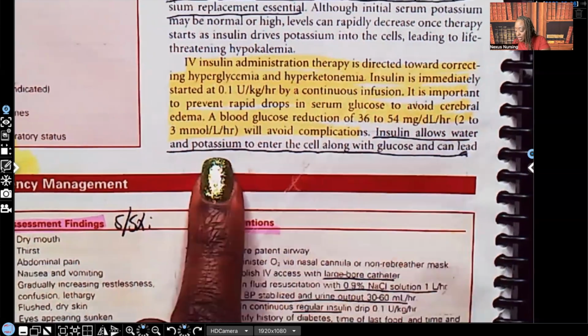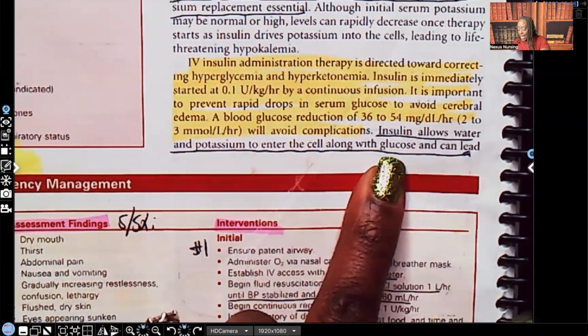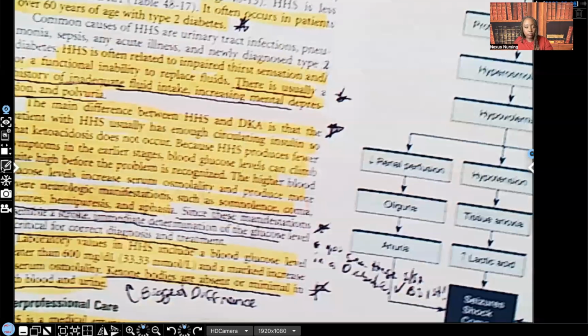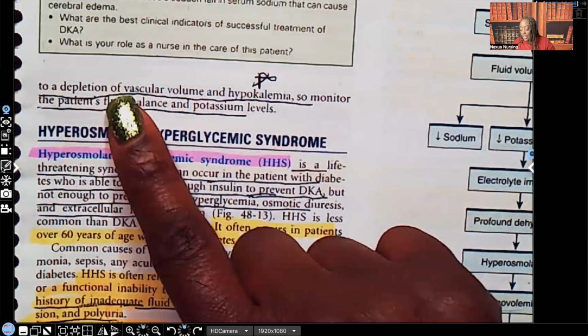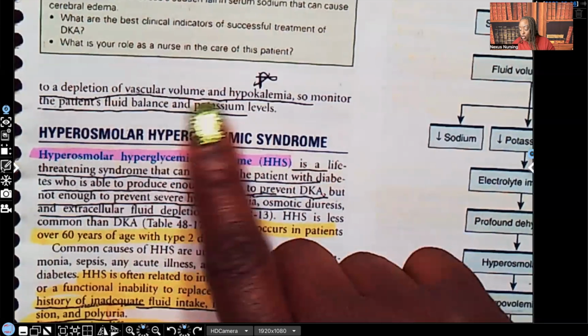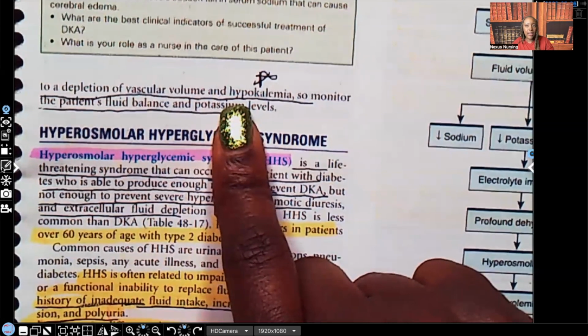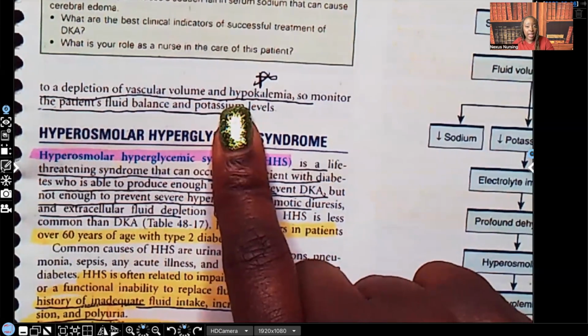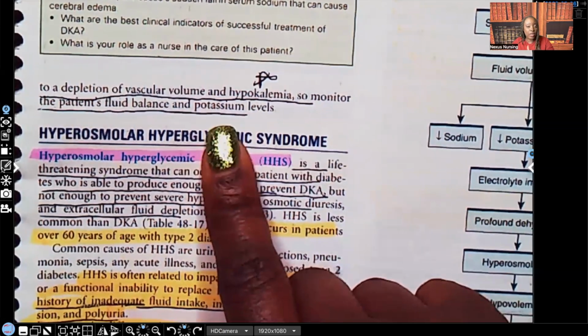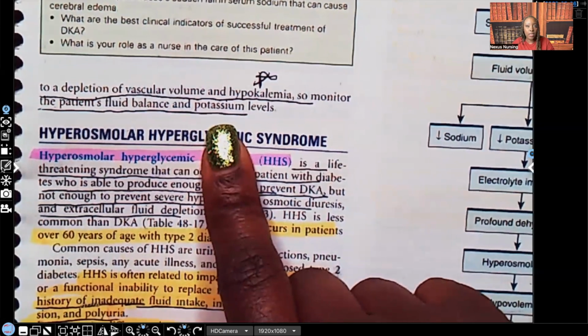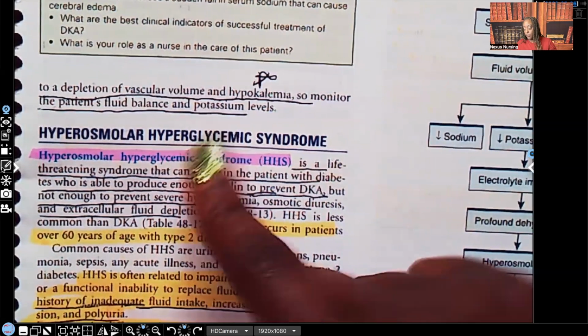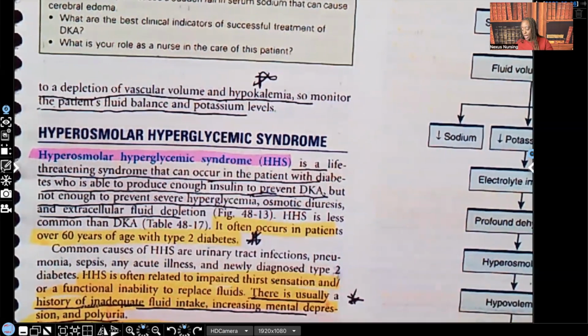Insulin allows water and potassium to enter the cell along with glucose and can lead to a depletion of vascular volume and, look, hypokalemia. That's about the second or third time we've seen the connection of insulin and the potassium being low. So monitor the patient's fluid balance and potassium levels when they're getting this insulin. Okay, that is our DKA.